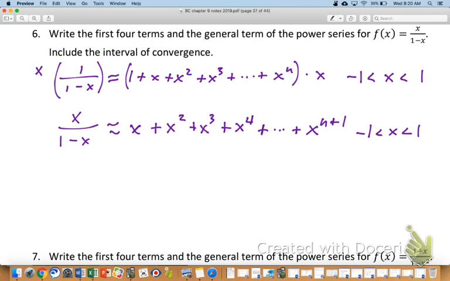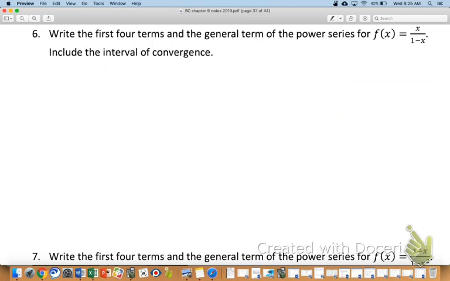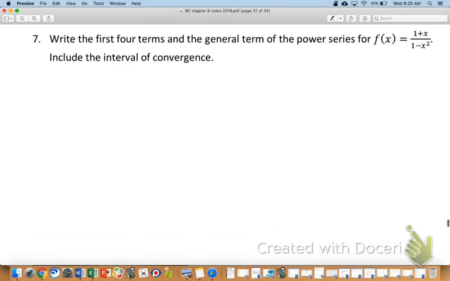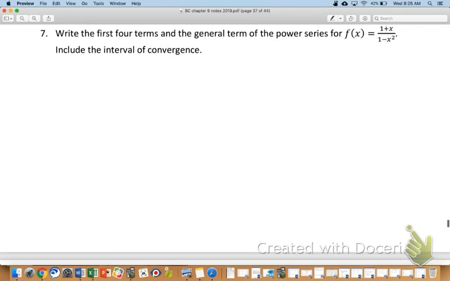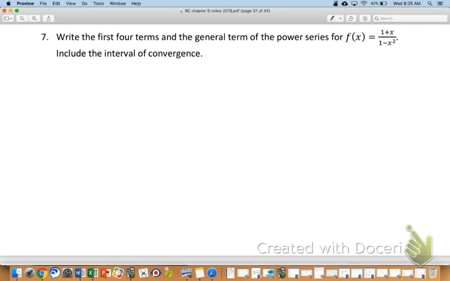Okay, let's finish off with number 7. I'll give you just some time to explore number 7 a little bit, and then, like I said, we'll finish off with this one. What was the interval of convergence for that? Negative 1 to 1.